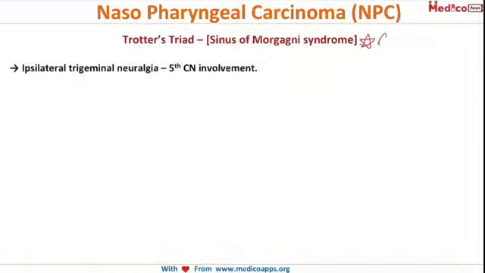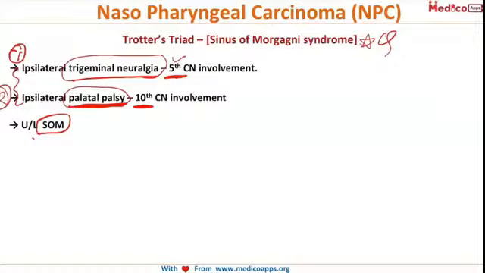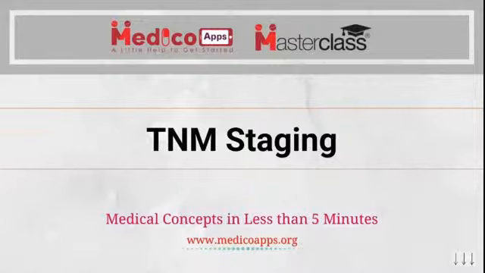Okay. Now, what is the Trotter's triad? It's a very, very important exam question over here. So the triad includes number 1, ipsilateral trigeminal neuralgia, that is due to involvement of the fifth cranial nerve, ipsilateral palatal palsy, that is due to the involvement of the 10th cranial nerve, and unilateral serous otitis media. So our triad includes trigeminal neuralgia, that is due to the fifth cranial nerve, palatal palsy, both are ipsilateral, right, that is due to the 10th cranial nerve, and unilateral serous otitis media. This together is known as the sinus of Morgagni syndrome, and these are the Trotter's triad. Please remember, very, very important exam question.